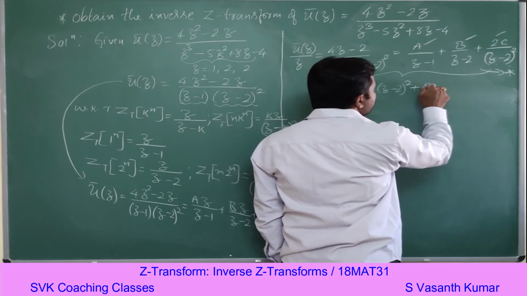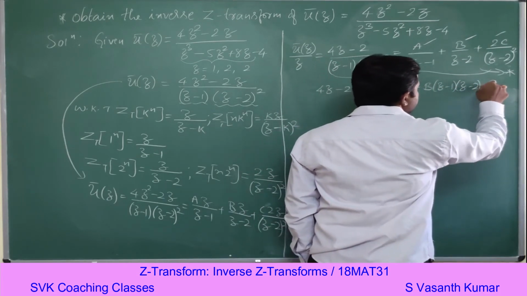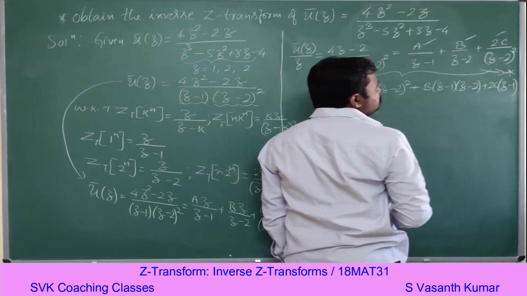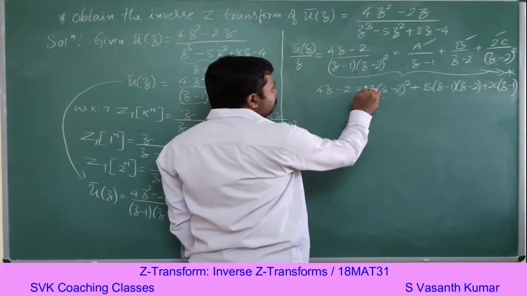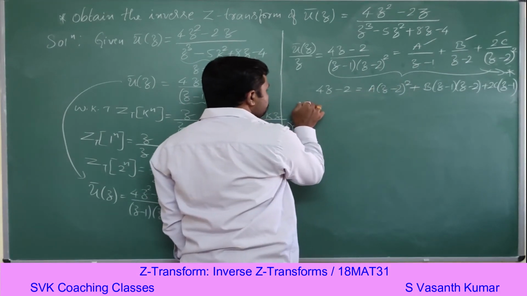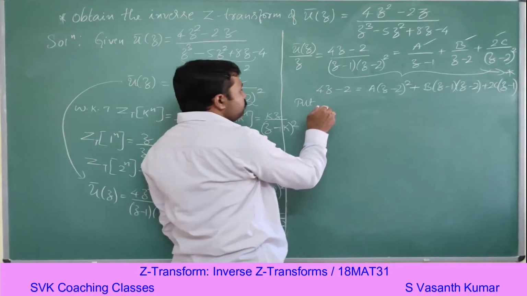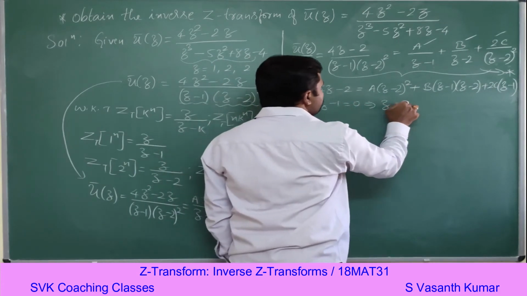Plus b into z minus 1 into z minus 2 plus 2c into z minus 1, z minus 2 whole square get cancelled. So now to find the value of A, B, C, go with the substitution, putting the factors equal to 0. Put z minus 1 equal to 0, that implies z equal to 1.